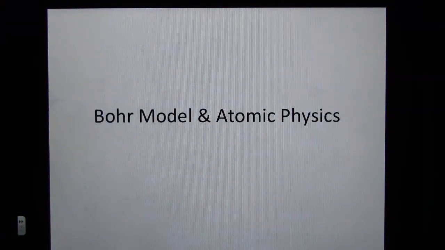This video describes how Bohr's atomic model can be applied to electron energy level transitions and Planck's quantum hypothesis.